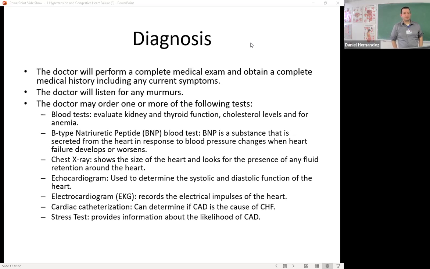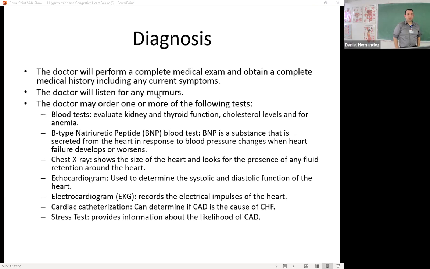Within those blood tests, if they're concerned about a heart attack, they would order things like troponin levels, cardiac enzymes. They may order what's called BNP, or B-type natriuretic peptide exam. So this BNP is a substance that is secreted from the heart in response to blood pressure changes when heart failure develops or worsens.